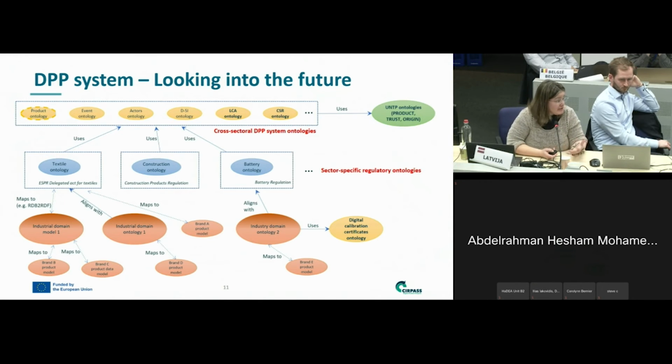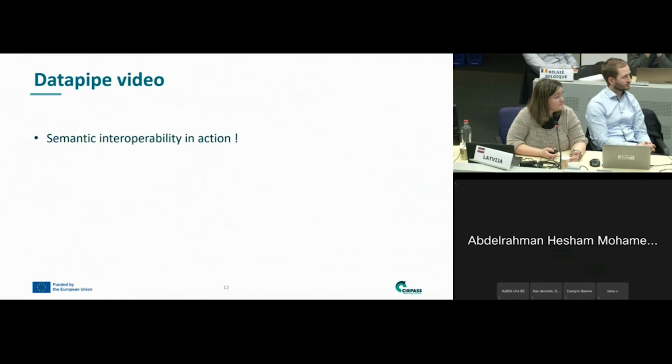And I'm a very lucky person because every week someone writes to me and says, I have an ontology for the DPP system. The most recent one is a digital calibration certificate ontology that exists today and that could be reused out of the box. So in the following video, we want to put all of this into action. And I hope that you will enjoy this little futuristic walk into the future.